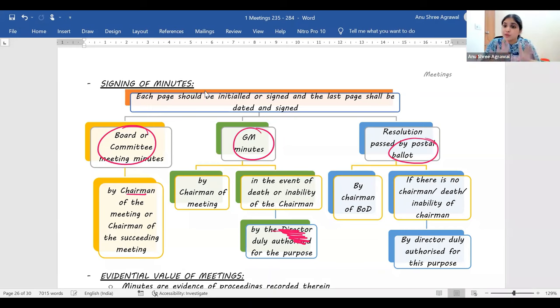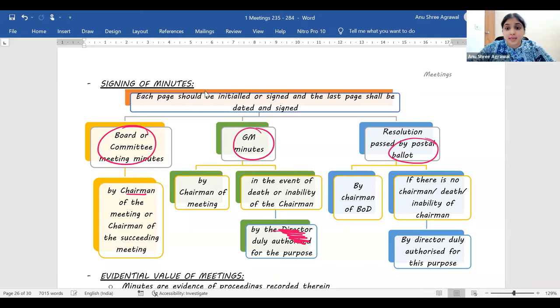Similarly, postal ballot, who is supposed to sign? Chairman of the board. If the chairman of the board is not able to sign, he dies before signing, then chairman of the next meeting, no. Then the directors have to authorize one person. The board of directors have to appoint one director. That director will sign.